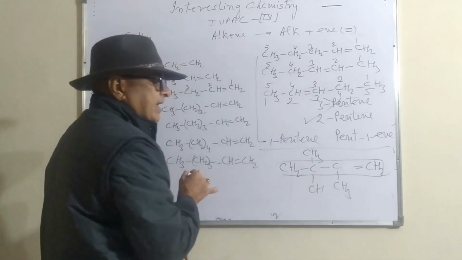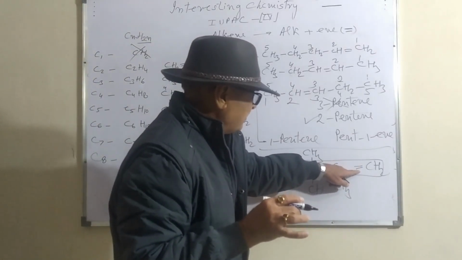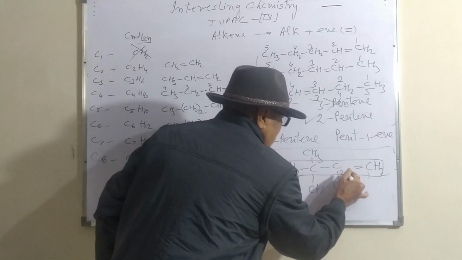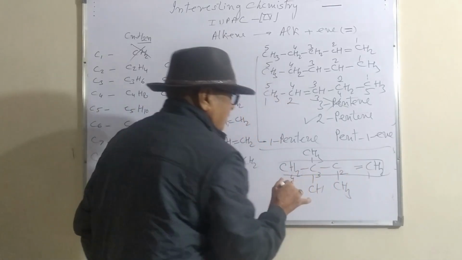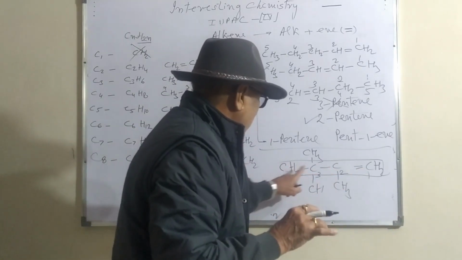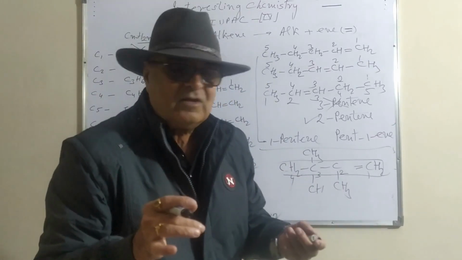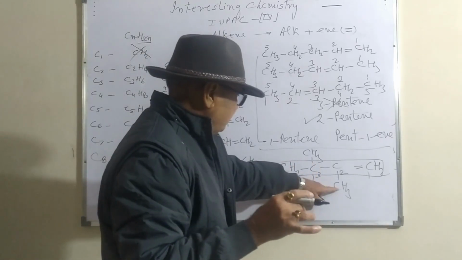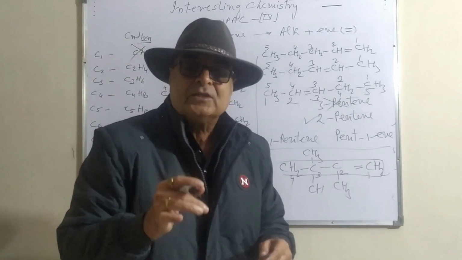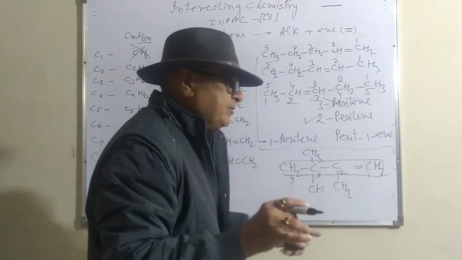Then, considering giving the least number to this double bond, you will start numbering from this end: 1, 2, 3 and 4. So it is butene, and not only butene, but 1-butene. And there are three substituent groups. So the name of this compound will be 2,3,3-trimethyl.